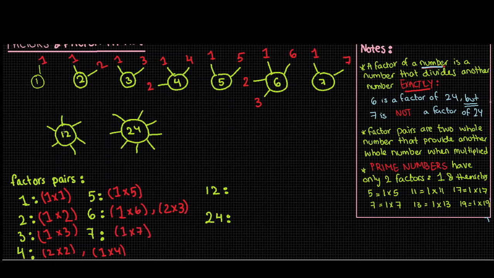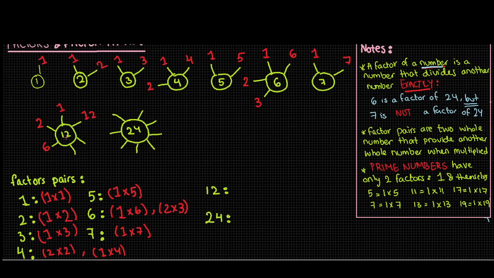12 and 24 are more interesting. The first pair that you should think of is 1 and the number itself. So this is the first pair of factors for the number 12. What else? What number comes after 1? 2. Is 12 divisible by 2? Yes. So 2 times what gives us 12? That is 6. So we have 2 pairs already, but we can keep moving on.